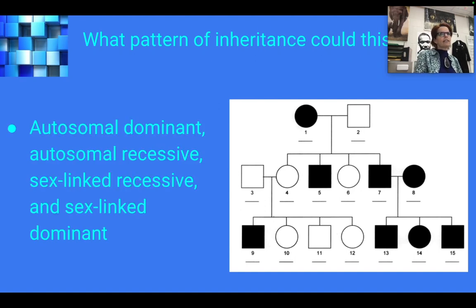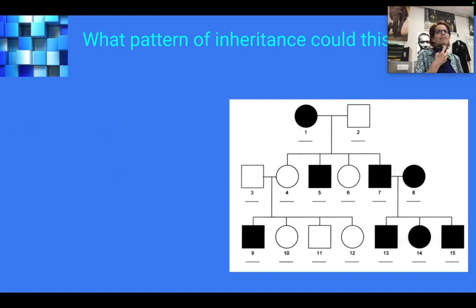Okay, what pattern of inheritance, oops, sorry, I just gave it away. What pattern of inheritance could this pedigree be showing? Remember that your brain is just going to have to think about if it's a dominant trait, a recessive trait, sex-linked dominant, or sex-linked recessive, and play through some of the options. If I look at parents number 3 and 4 and their son number 9, 3 and 4 don't have it, but son number 9 does have it. That sounds recessive to me. It's definitely not going to be dominant.